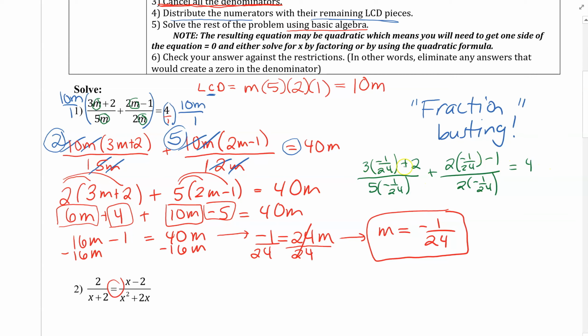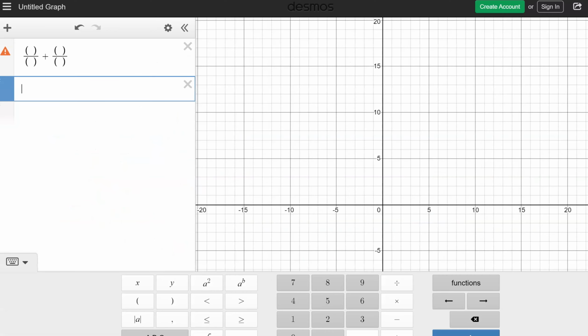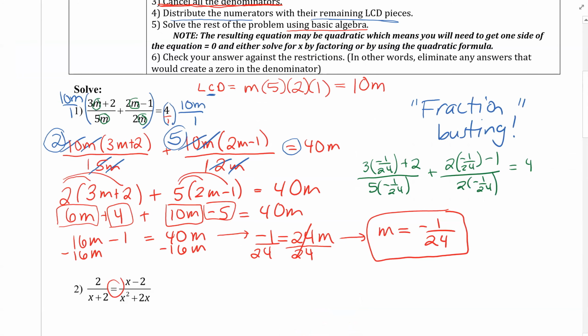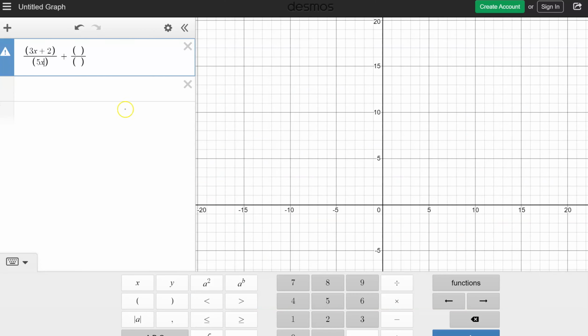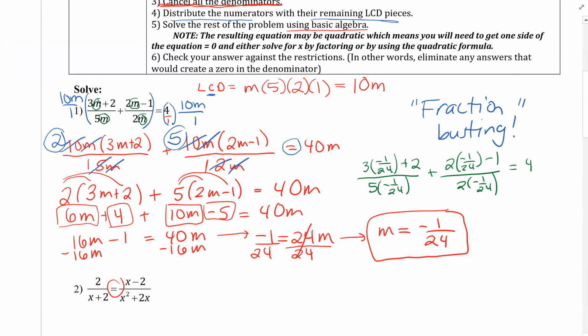Now, I don't want to take the time to do all that right now because that looks like a lot of work, but there is a way we can check this answer, and I want to show you. If we go to desmos.com, you can type your expression in here, okay? But you have to use x's. See, here it's m's. Desmos isn't going to understand m, but it will understand it if you put it in as x. So I would type the first one in as 3x plus 2 over 5x. And then the second one I would type in as 2x minus 1 over 2x.